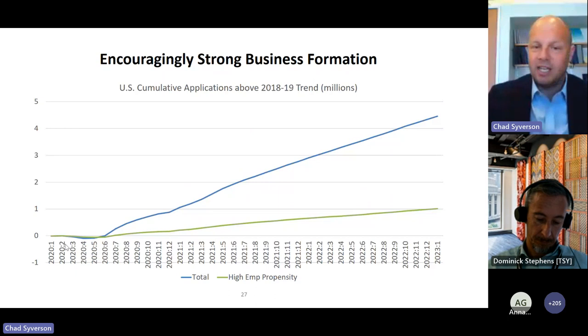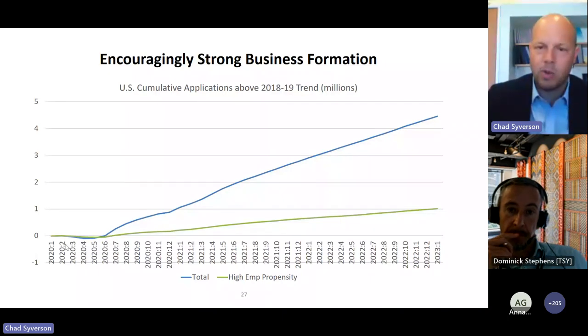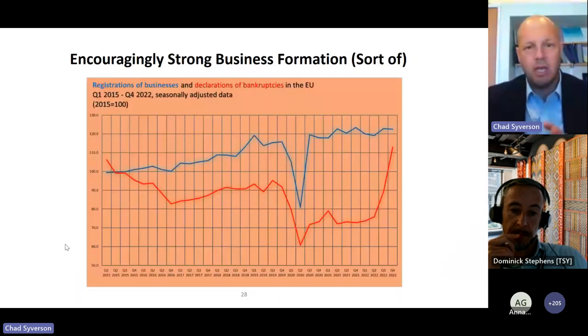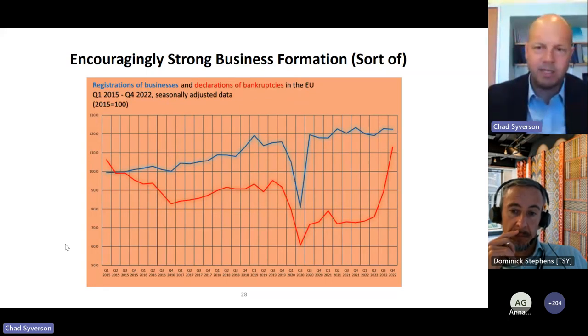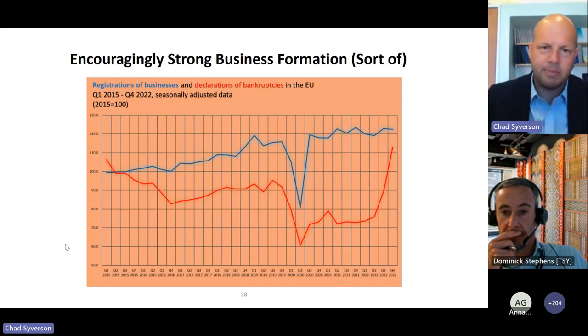So these are just encouraging patterns. Cumulatively, relative to trend, that means in the US now we have about 4 million more businesses than we would have had otherwise, and 1 million more high employment propensity businesses than we would have had otherwise. So it really adds up, and I think bodes well for future productivity growth. You see the same thing in the EU. This shows registrations versus declarations of bankruptcies. There was a bit of a spike in the last two quarters of 2022 in the EU for bankruptcies, but until then, there had been growth in formations relative to bankruptcies.